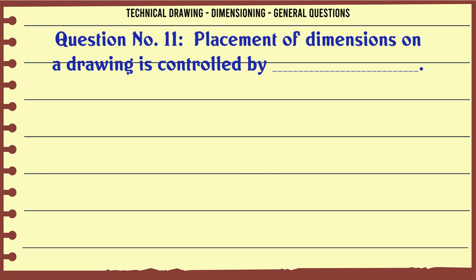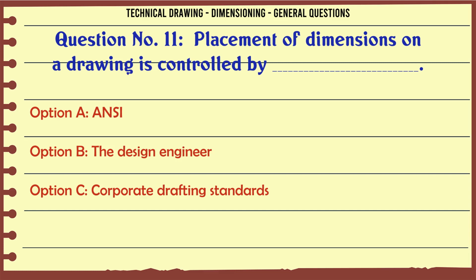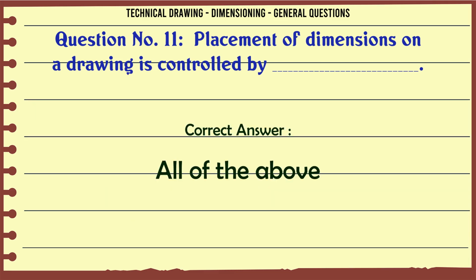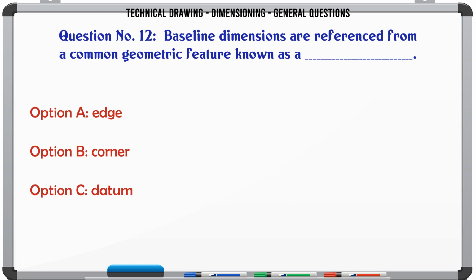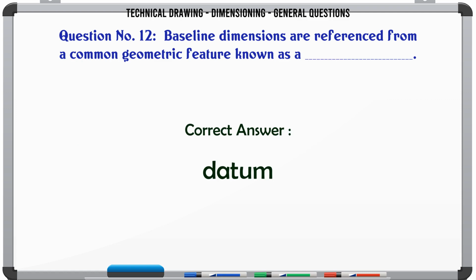Placement of dimensions on a drawing is controlled by A. ANSI, B. The design engineer, C. Corporate drafting standards, D. All of the above. The correct answer is all of the above. Baseline dimensions are referenced from a common geometric feature known as A. Edge, B. Corner, C. Datum, D. Point of reference. The correct answer is datum.